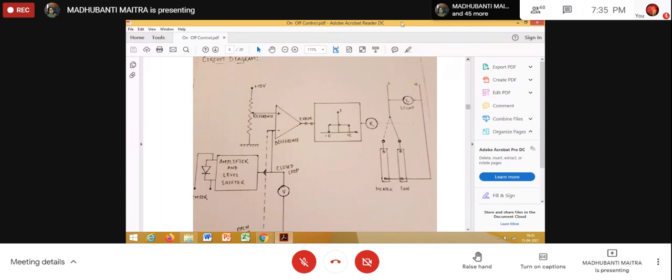So here the input to this difference amplifier is 7 volt. That means the temperature of the plant is to be maintained at 70 degrees centigrade, and now we have connected the output to the second input of this error detector. So at this point we will get the error signal E, right?